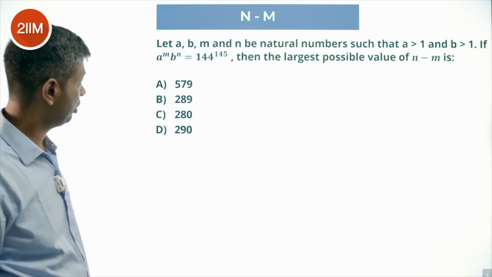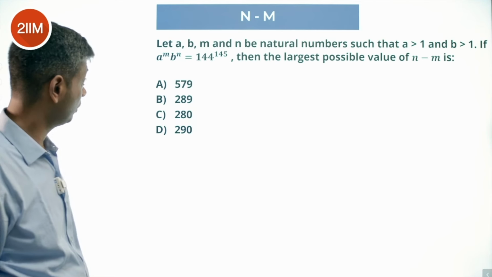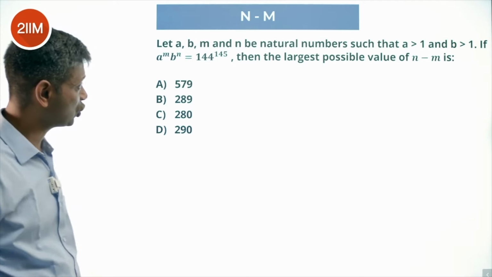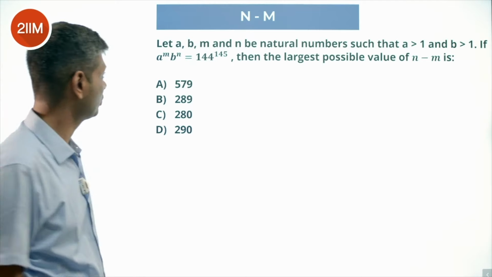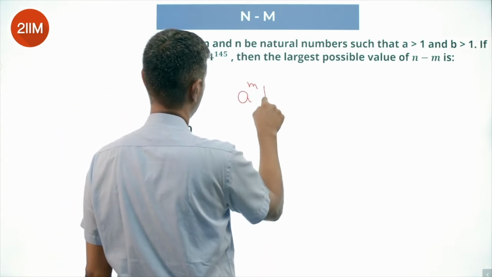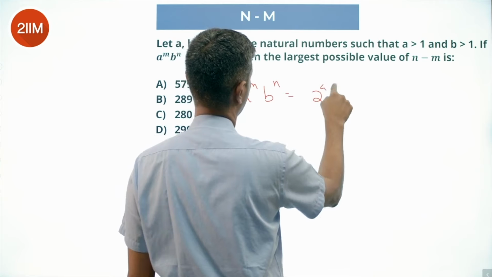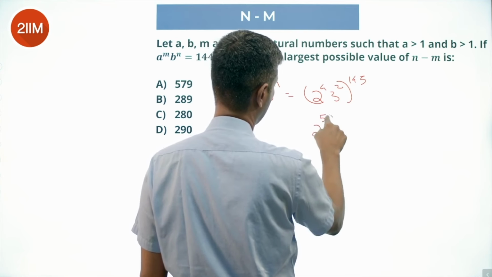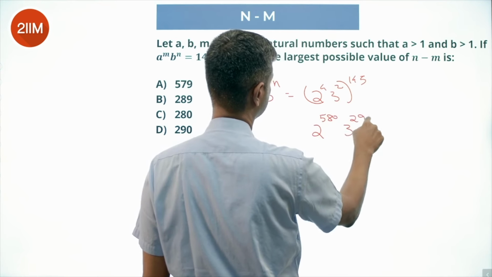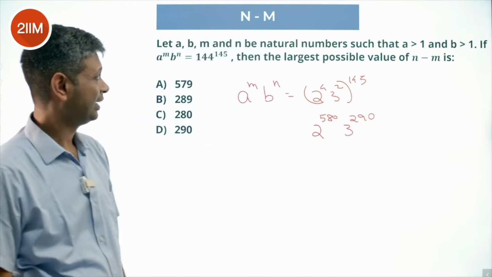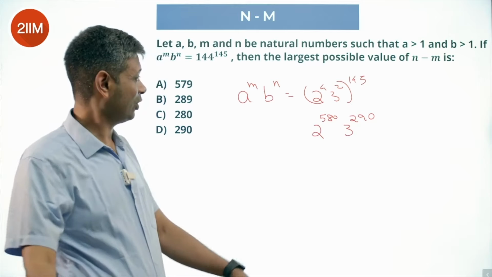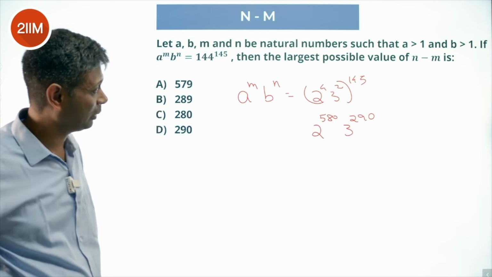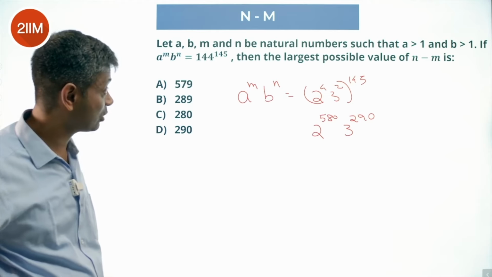Let a, b, m and n be natural numbers such that a is greater than 1 and b is greater than 1. If a power m into b power n is 144 power 145, find the largest possible value of n minus m. Very, very interesting. So a power m into b power n is 2 power 4 into 3 square, whole power 145, or it is 2 power 580 into 3 power 290. At first cut, I thought a should be 2 and b should be 3, or b should be 2 and a should be 3, so that is a nice and simple question. For the largest possible value of n minus m, have n as high as possible and m as low as possible. We are through.